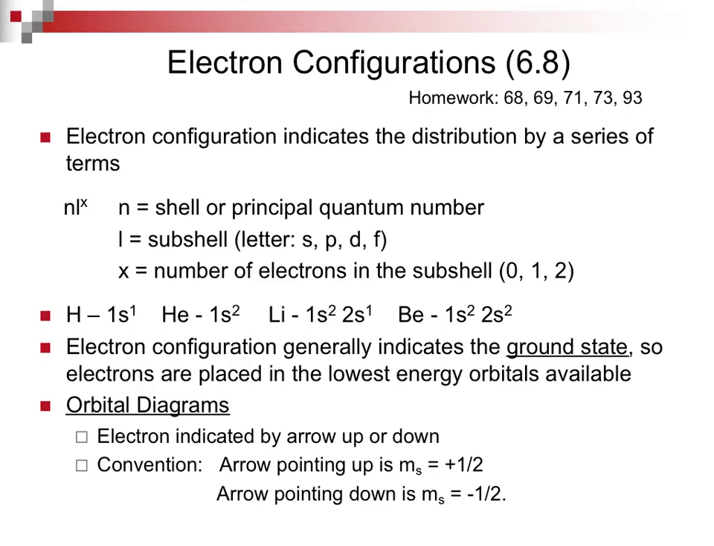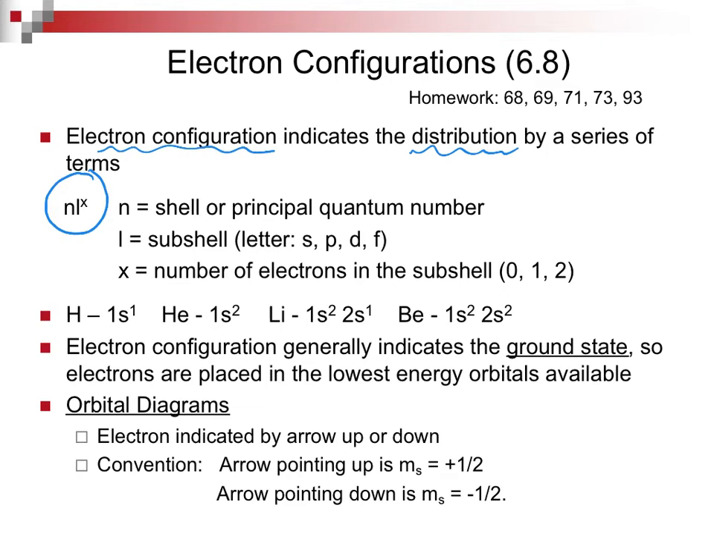As I mentioned in section 6.7, I normally teach these in a different order, but I wanted to stick with what the textbook had. So what they do in this section is they say when we have an electron configuration, it's going to show how the electrons are distributed. And it's n, l, and x.